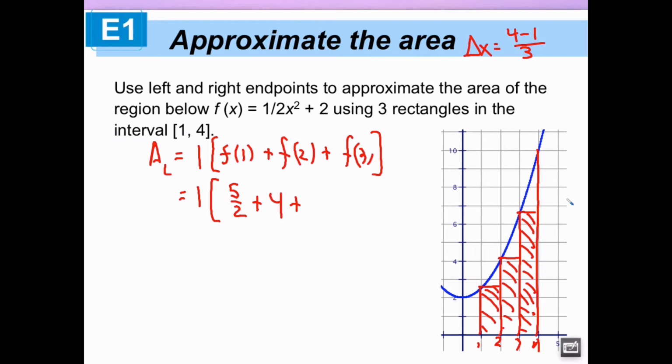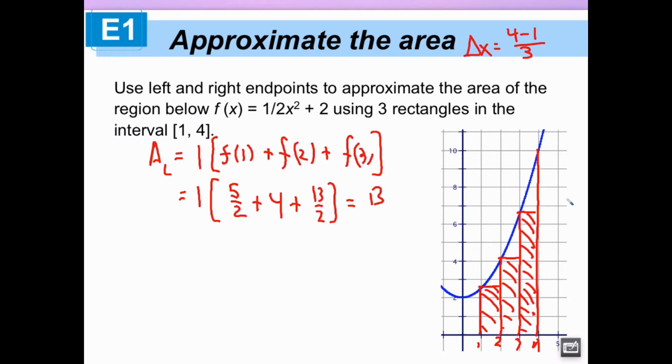Plugging into the function, correct. So what's f of 3? 13 halves. Which gives me 5 halves plus 8 halves, 13. And again, if you look at the picture, that's an underestimate because I have wasted space. Any problems before I move on to right hand? We're good? Aces.